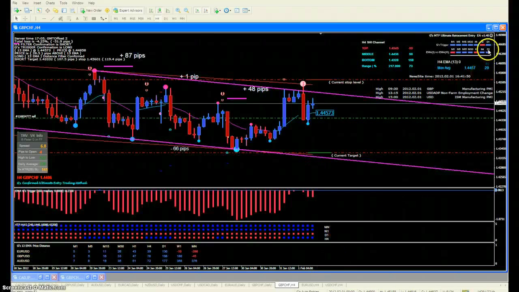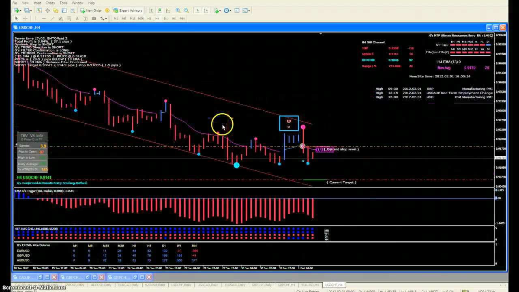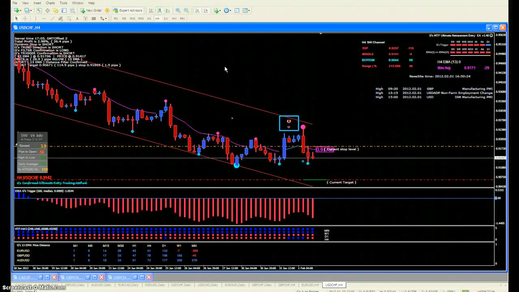So those are the 3 trades that we have running right now, and we'll keep an eye on them, and I'll come back and make some other observations and add to this update as these trades progress. So stay tuned for more videos, and good luck trading.